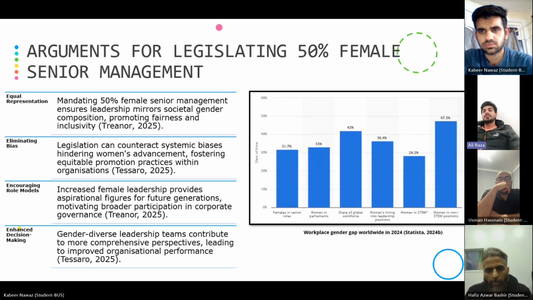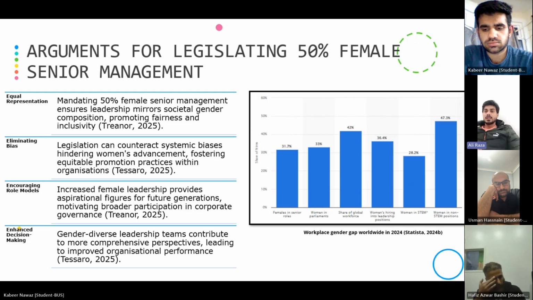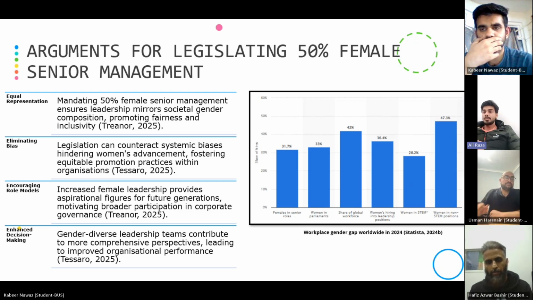Arguments for legislation of 50% female senior management. This slide outlines several key reasons for legislation of 50% female representation in senior management roles. The idea behind such legislation is to ensure leadership structures reflect the gender balance of society, which in turn supports fairness and inclusivity within organizations. By mandating equal representation, it becomes possible to challenge deep-rooted systemic biases that often limit women's career progression, particularly into top-level decision-making positions. These legislative efforts can help reshape promotion practices, ensuring more equitable access to leadership roles.